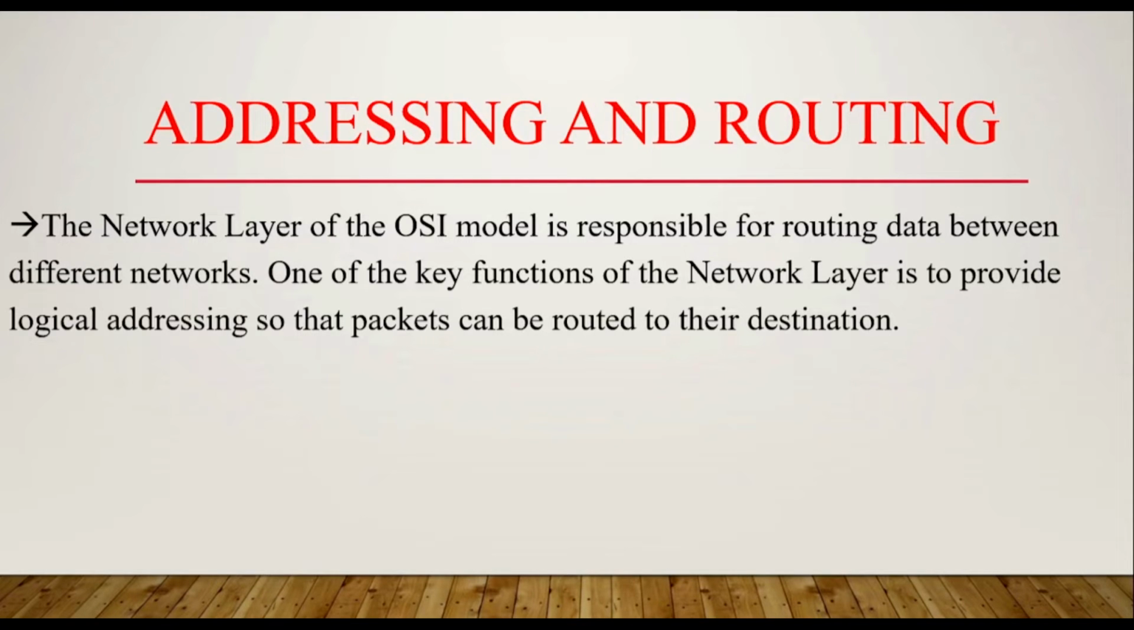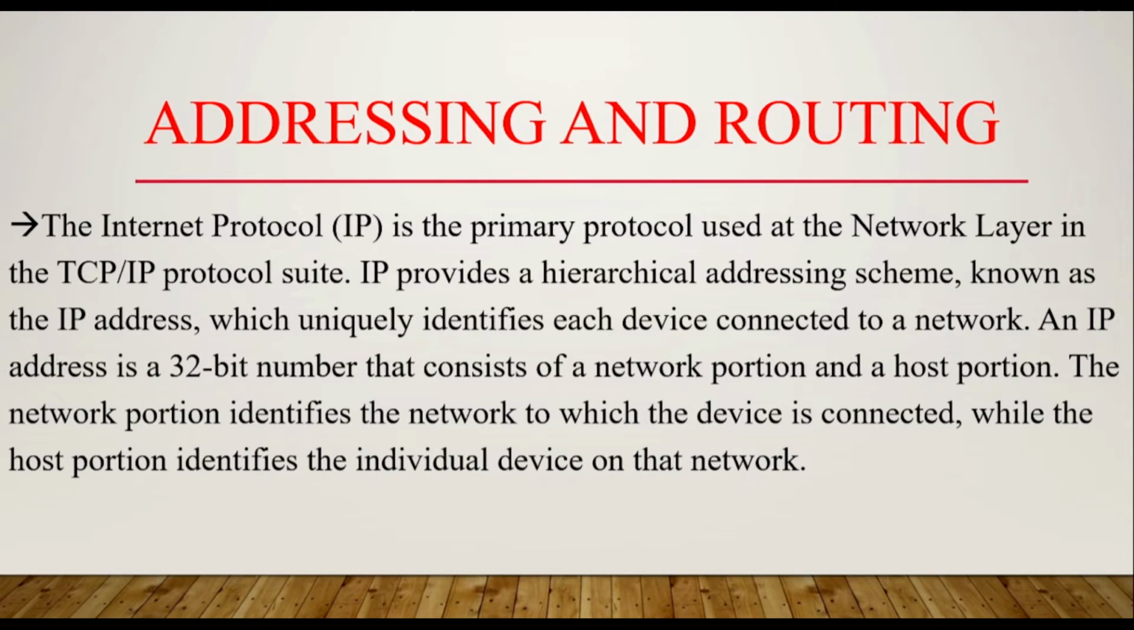The network layer of the OSI model is responsible for routing data between different networks. One of the key functions of the network layer is to provide logical addressing so that packets can be routed to their destination. The Internet Protocol is the primary protocol used at the network layer in the TCP/IP protocol suite.